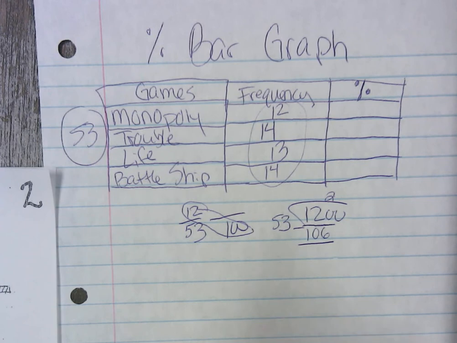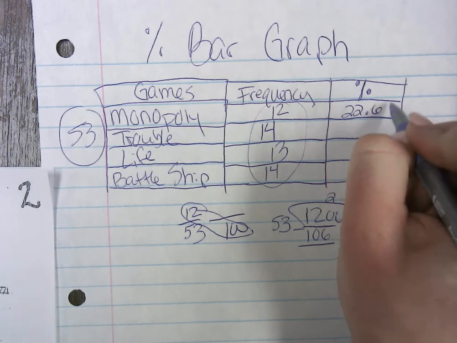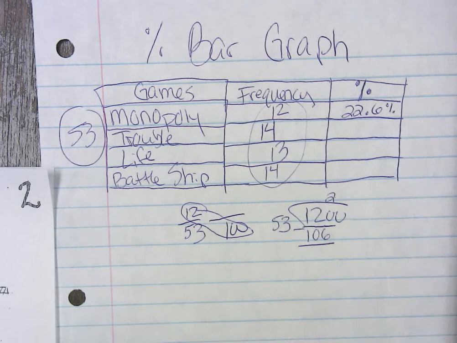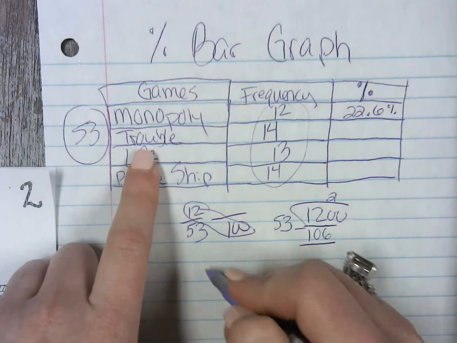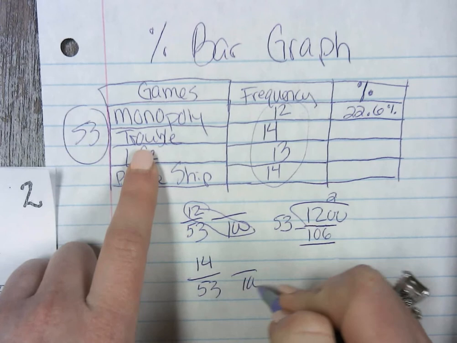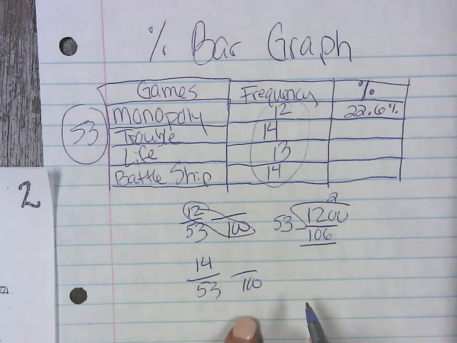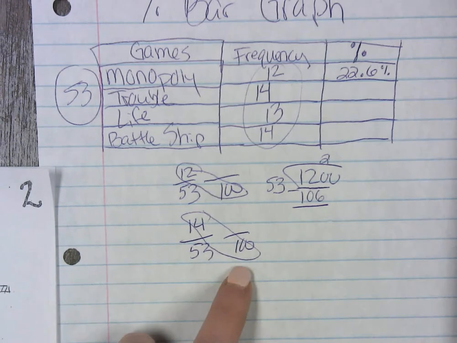We should have gotten about 22.6% of the people voted for Monopoly. Let's go for Trouble. We knew there were 14 out of 53 people, but percent means out of 100, so I'm going to set up my percent proportion over here. Cross multiplying, what's 100 times 14?